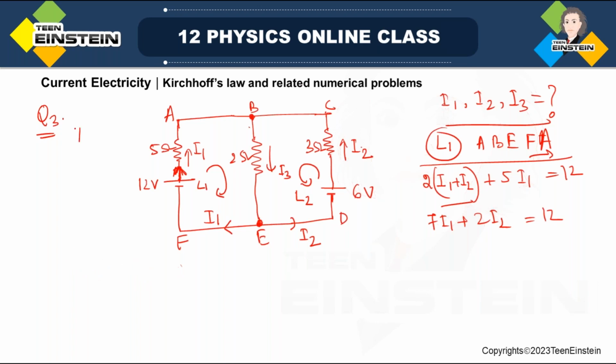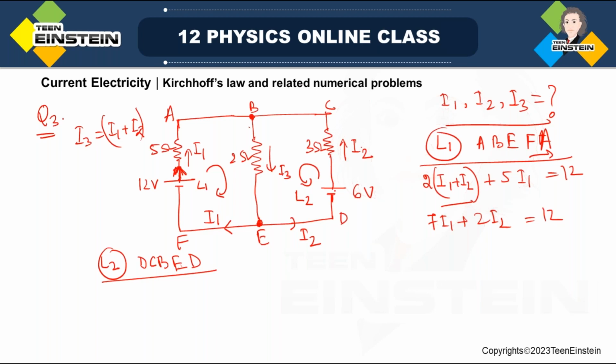So this I3 is equal to I1 plus I2 that I have taken. Loop 2 is what? See, I'm going from D to C, B, then E, then again D. So this is the closed loop.